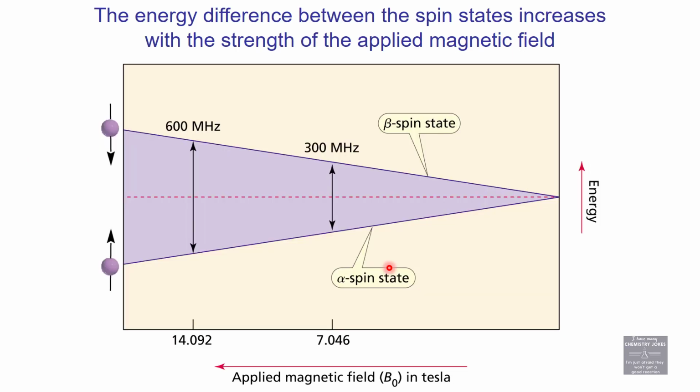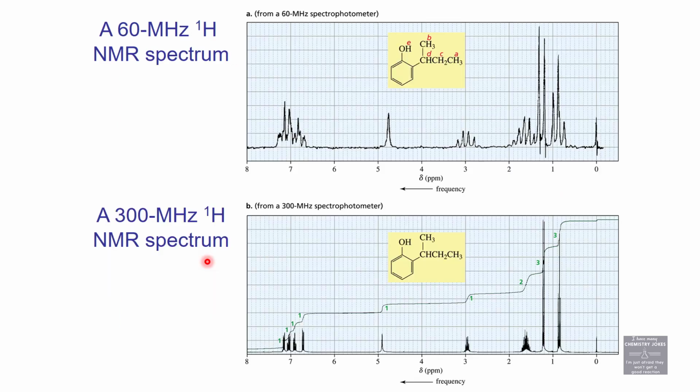Okay, this number is the size of the magnetic field that you're applying, the size of the external magnetic field. When you have a bigger external magnet, the gap between alpha and beta spin states is larger, and that leads to actually more clear spectra. Let me show you. So this top one was taken with a 60 megahertz NMR and 60 megahertz external magnet. This bottom one was taken with a 300 megahertz external magnet.